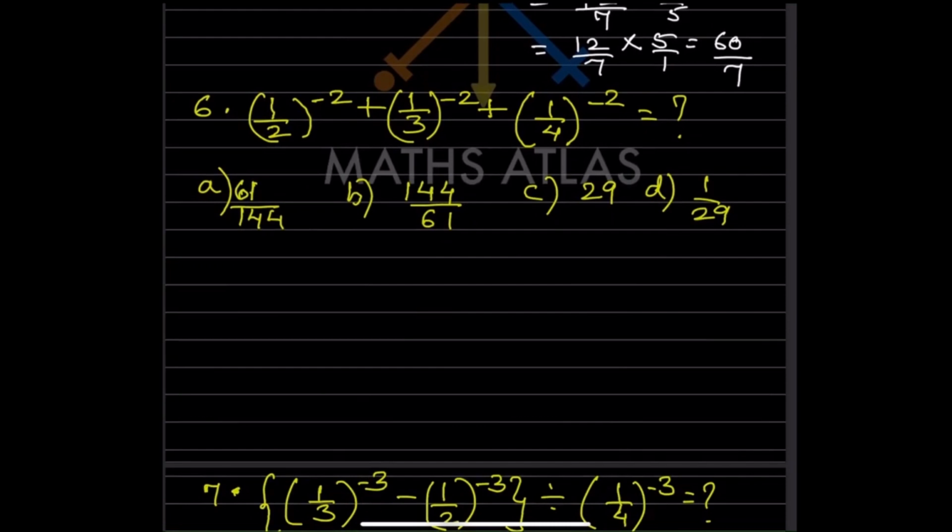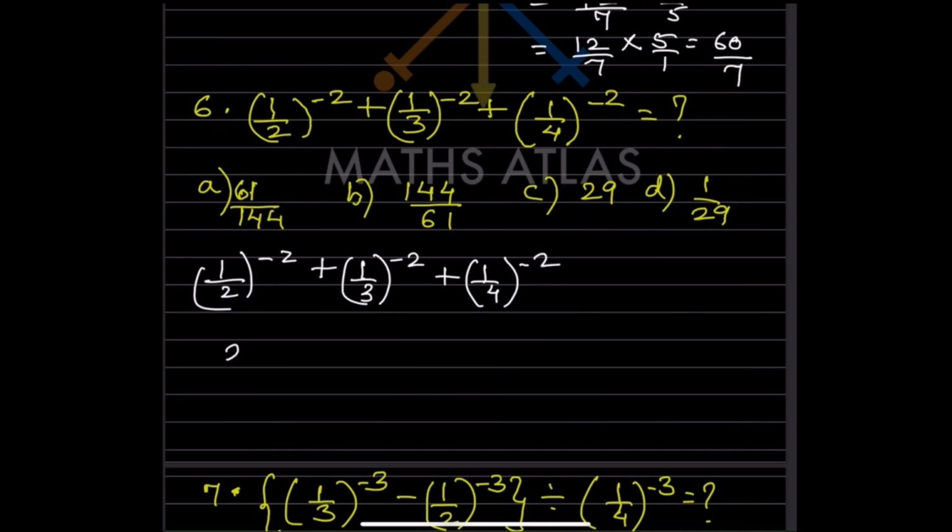Now here, 1 by 2 raised to minus 2 plus 1 by 3 raised to minus 2 plus 1 by 4 raised to minus 2. So this one we can do as, because that is negative, you can flip it over. Again this also is going to get flipped over, so that will be 3 raised to 2. 1 by 4 is also going to get flipped over, because that is a negative exponent. So this is going to be 4 plus 9 plus 16, and when you add this, this is going to be 29. So C is the correct option.